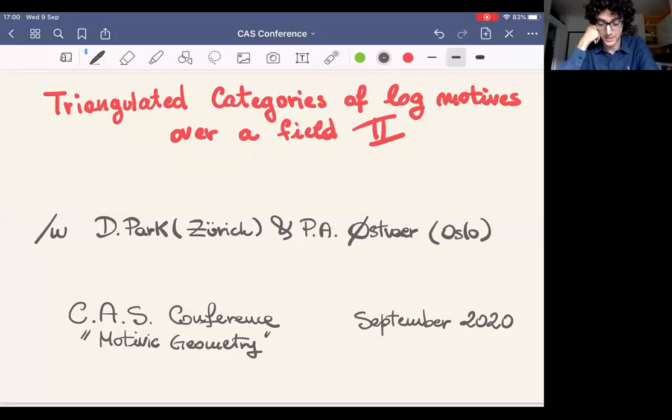As Mark said, this is the second part of yesterday's talk by Thom. It's not strictly necessary to have listened to the talk yesterday to understand what I'm going to say, because I will give at least some recollection. And let me just say that this is all joint work with Thom and Paul Arne.